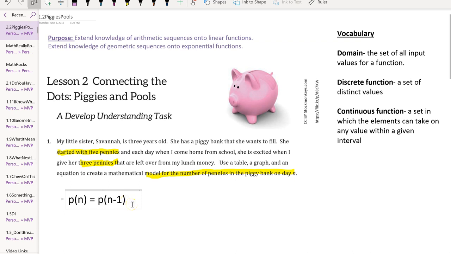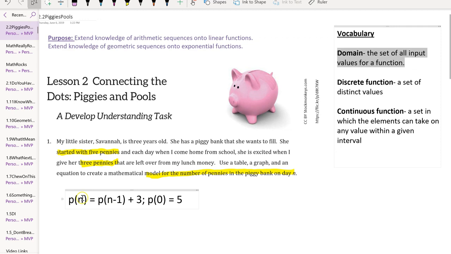So in this case, we're going to have a recursive rule, p of n equals p of n minus 1 plus 3, because she's adding 3 pennies every day, starting from a point p of 0, which was 5 pennies, where she began. And so I wanted to define a couple of vocabulary terms off to the right side of the screen here, and the first one I want to talk about is the domain. The domain is the set of all input values for a function.